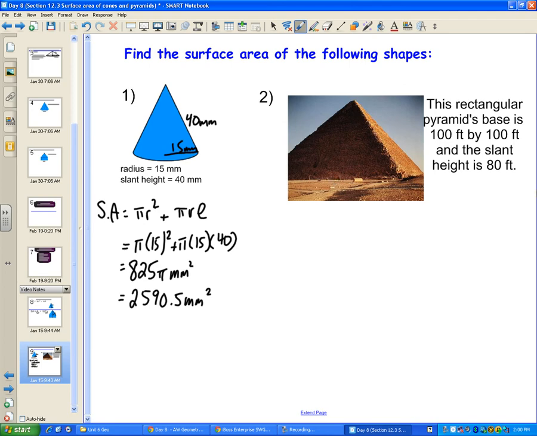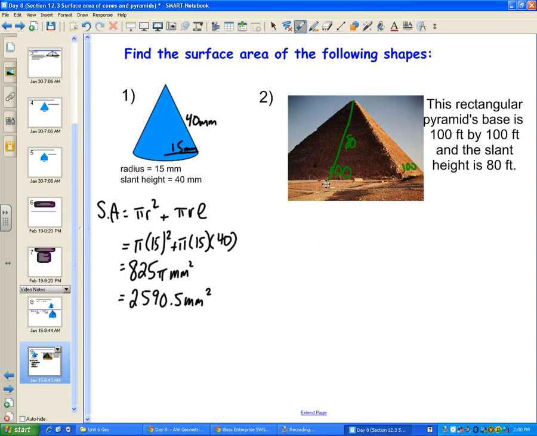Let's see if I can write in a color that you might be able to see. There's 100 on each side of the square base, and we have a slant height, which I'll just draw on this one right here, of 80 feet. So if I go with my formula, well, if all else fails, let's find the area of the base.